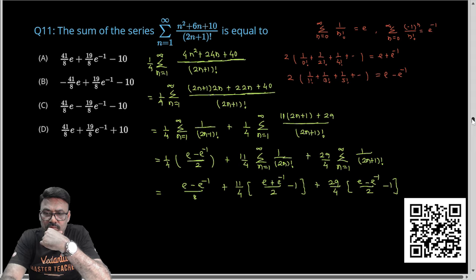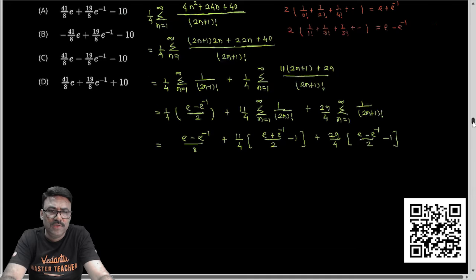By 4, 11 by 4, 40 by 4. Yes, it is minus 10. So if you simplify, you will get your answer, which is option C.